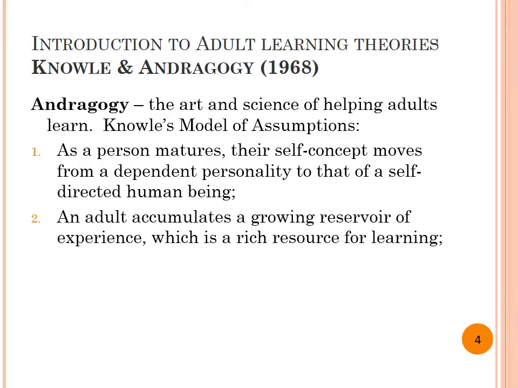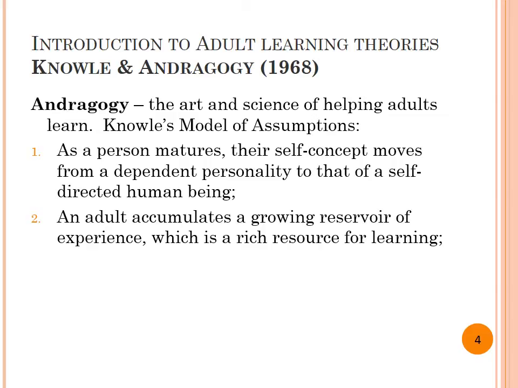First of all, as a person matures, their self-concept moves from a dependent personality to that of a self-directed human being. And clearly, if you think about the first early days of learning in elementary school to learning through adulthood, certainly adults are more self-directed. That seems to make sense. Number two, an adult accumulates a growing reservoir of experience, which is a rich resource for learning.